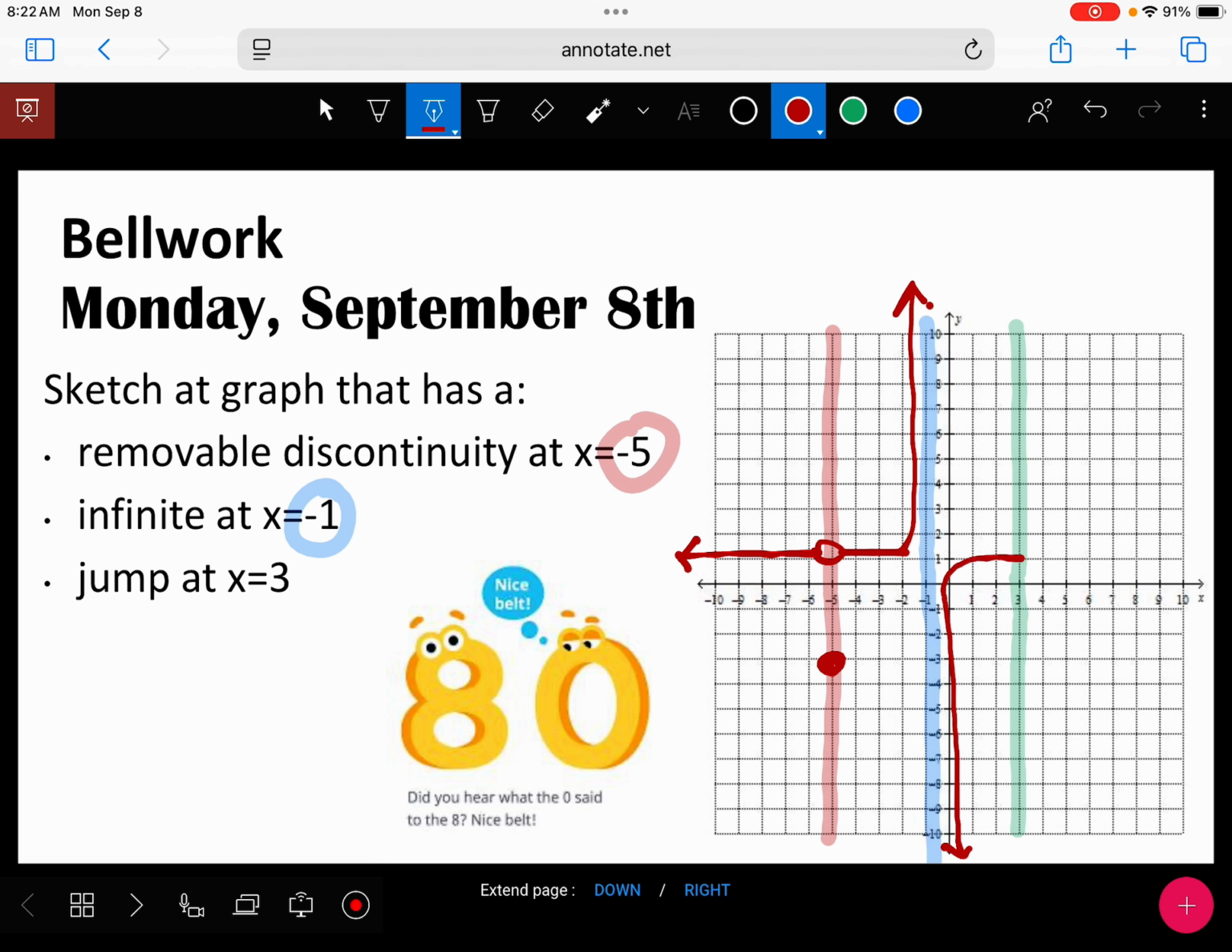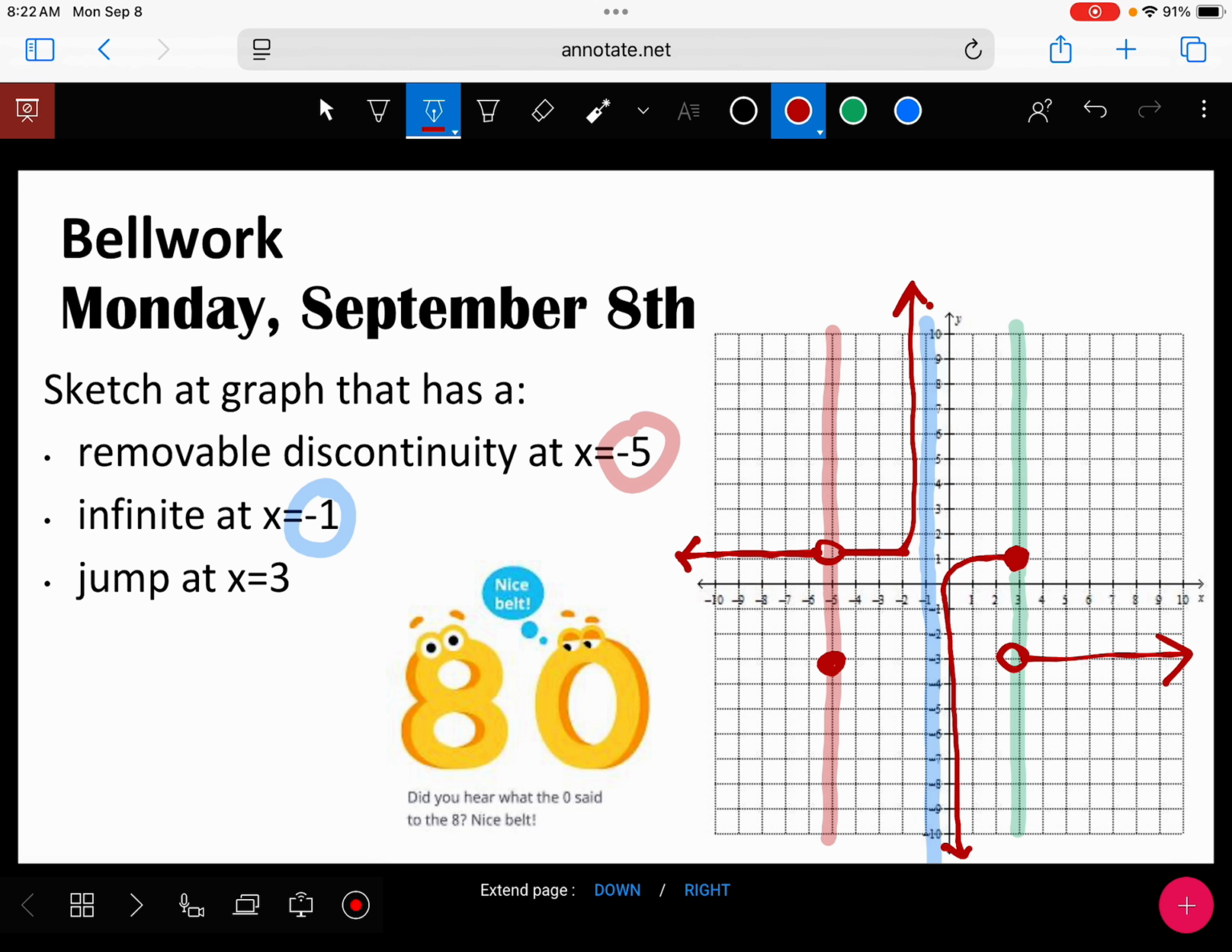I guess I'll put an open circle, or I'll put a closed circle. And then I need to have it jump somewhere, up or down. I'm going to have this one jump down and then go that direction. That's just a sample. There's so many different ways. When I was coming around, you had a lot of different ways to do it. This is just one way to approach it.